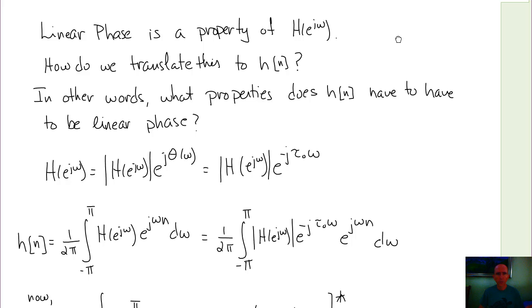Now, how do we translate this to a property of h of n? Because when we design filters, we might work in frequency, but we can also work with h of n, the impulse response. So what property does h of n have to have so that the filter is linear phase?